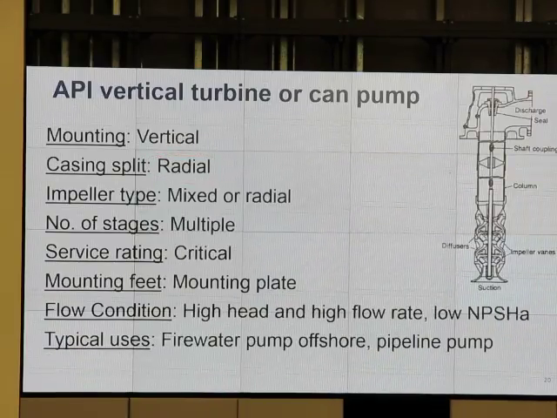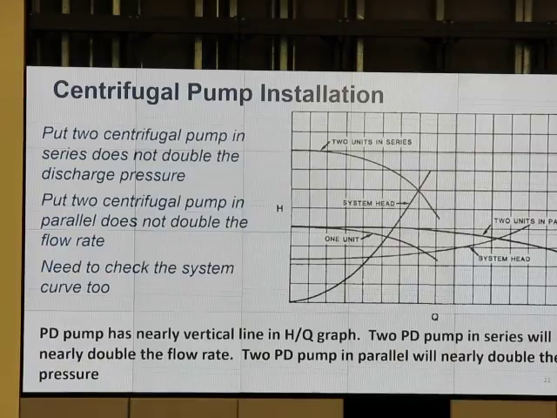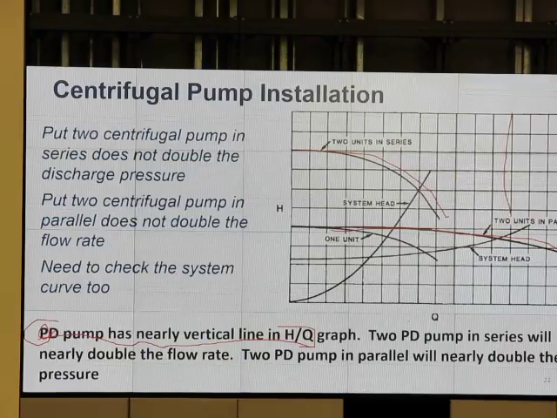Sump pump, centrifugal. We have turbine, submersible pump, centrifugal. Okay. Installation. Put two in series, increase pressure. Put two in parallel, increase the flow rate. Okay. Pump has nearly vertical line in head and flow rate graph for PD. PD looks like this, right? Vertical line.